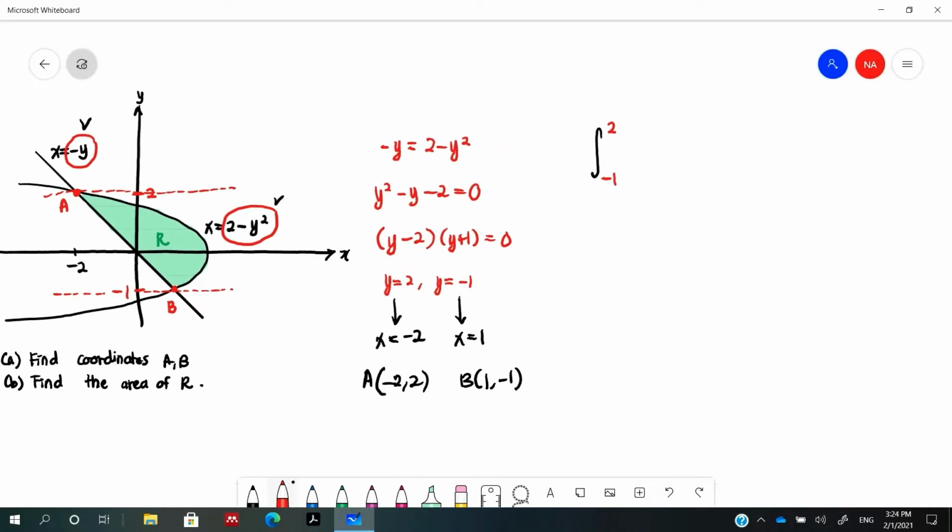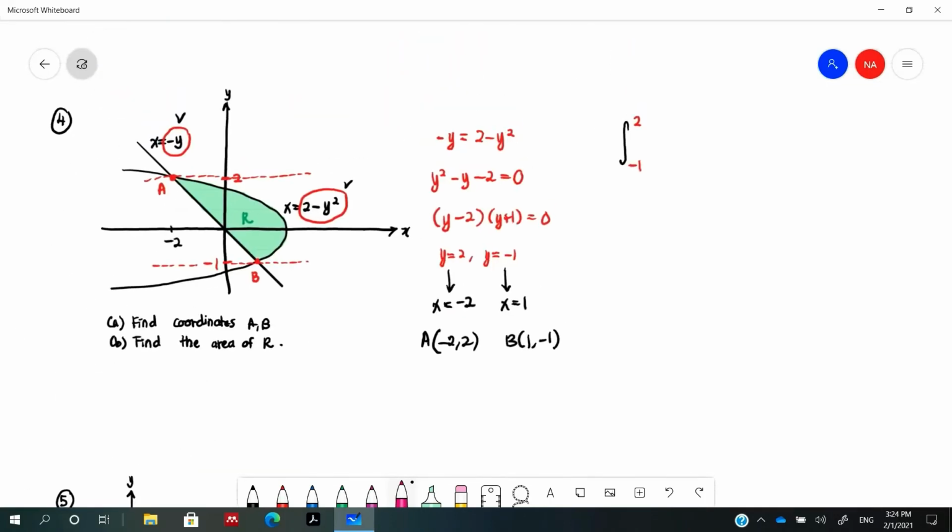So which function should be substituted first? Of course, the one at the rightmost, this function, because we have this curve which is given by 2 minus y squared. We have to subtract the one at the leftmost, which is given by this line, which is equal to negative y. So we put negative y inside the bracket. So this is actually dy.